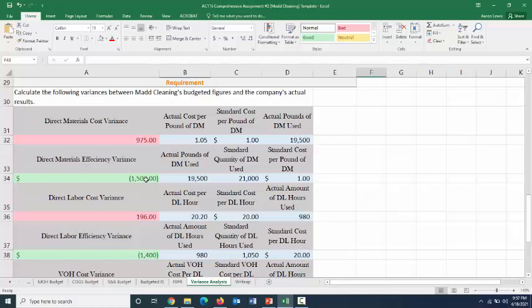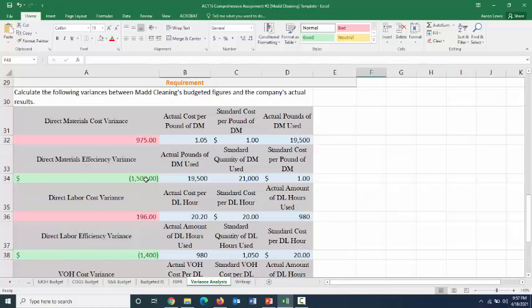Are our employees skimping, watering down our solution to our all-purpose cleaner? If that's the case, that's not good for the company, because all of a sudden your cleaner doesn't clean as well as you thought it was going to. So even if your variance is favorable, you still have to look into it. You still have to go to the respective manager, and for the direct materials efficiency variance, it would be the production manager, to make sure that your product is being prepared in the way that you thought it was going to be.